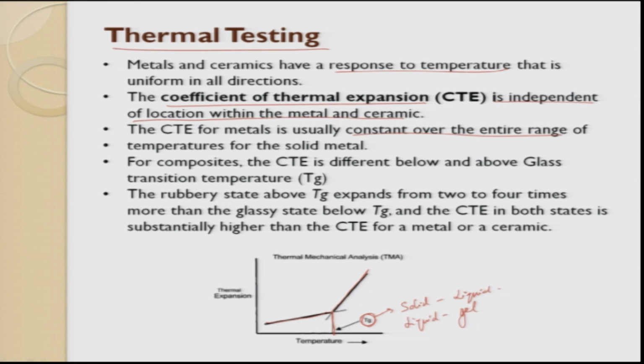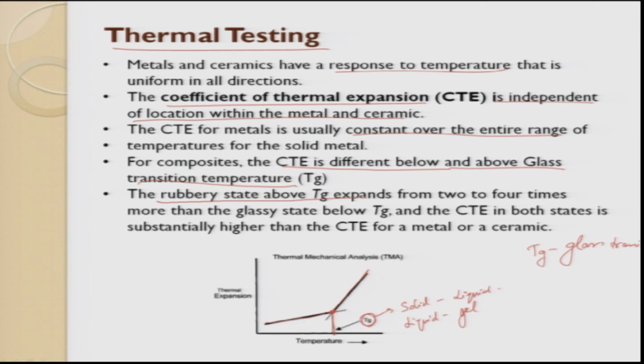It will tell me at this point you do the process, or this is a point after which there is a decline or enhancement in the thermal expansion. So for a composite, the CTE is different below and above the Tg. Tg is a very, very important point. Tg is otherwise called the glass transition temperature. So this point is very important, and we have to find it out for all polymer materials.